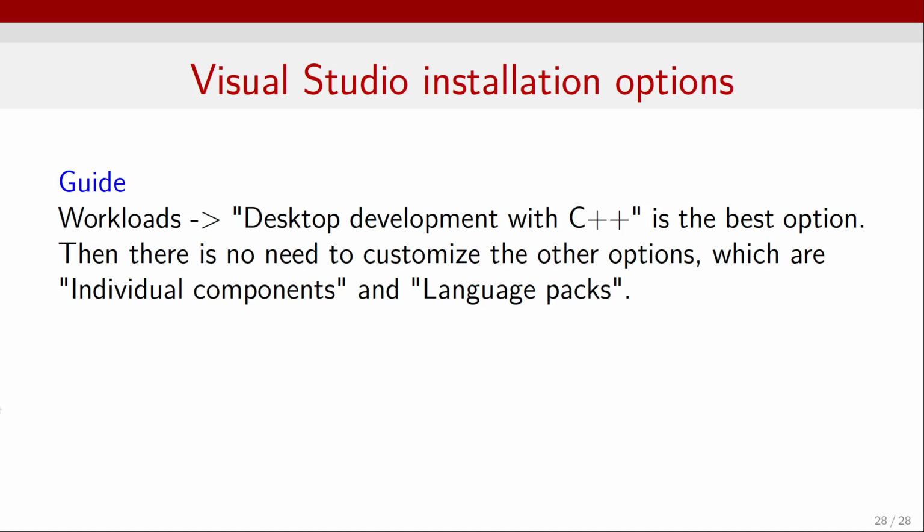And if you're using Windows, then when you install Visual Studio Community Edition, there will be an option which workloads you want to install, and the best option to pick is desktop development with C++. If you pick that, then there's no need to customize the other options, like individual components and language packs. This will select the necessary material to install for you.